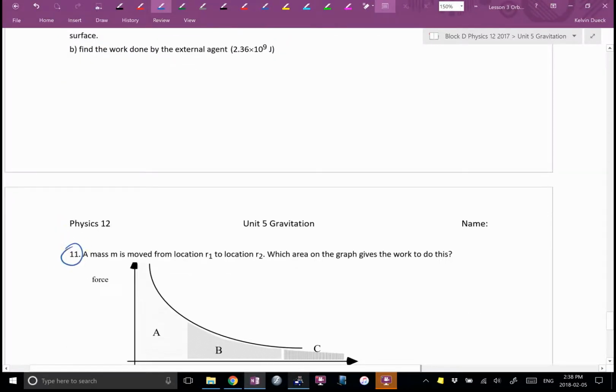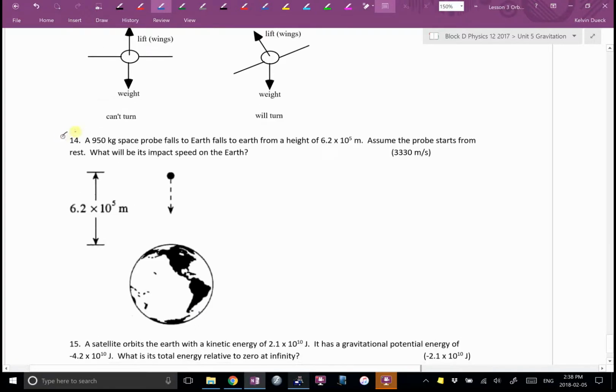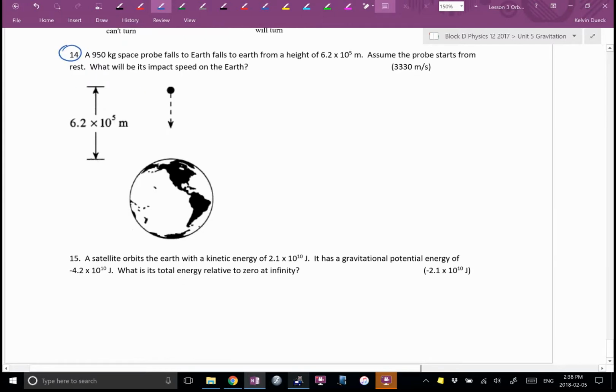Skip 10. 11 is good. 13 is good. 14 is good. 15 is good.